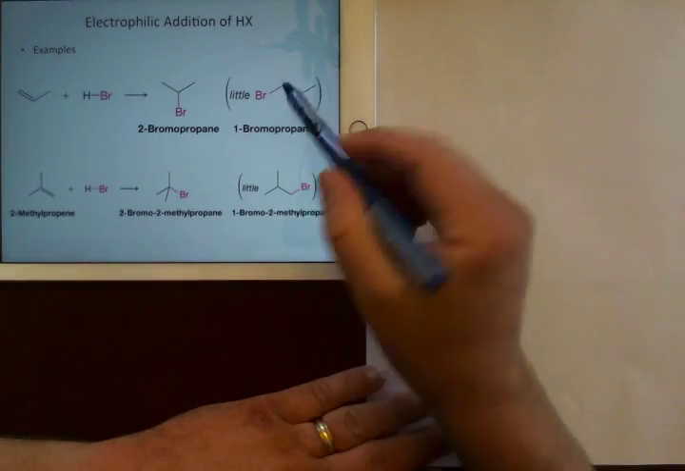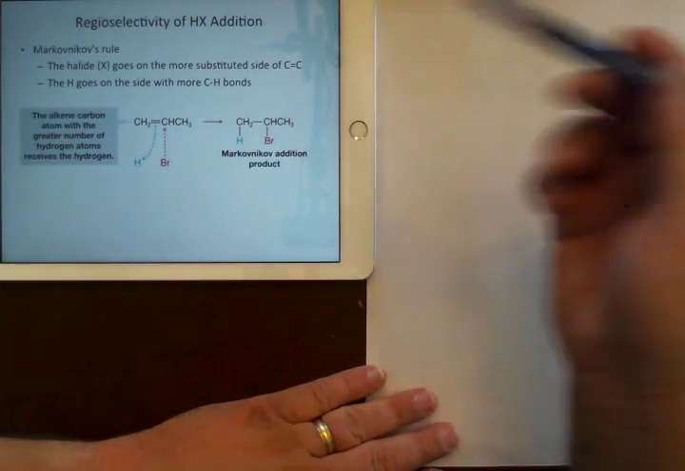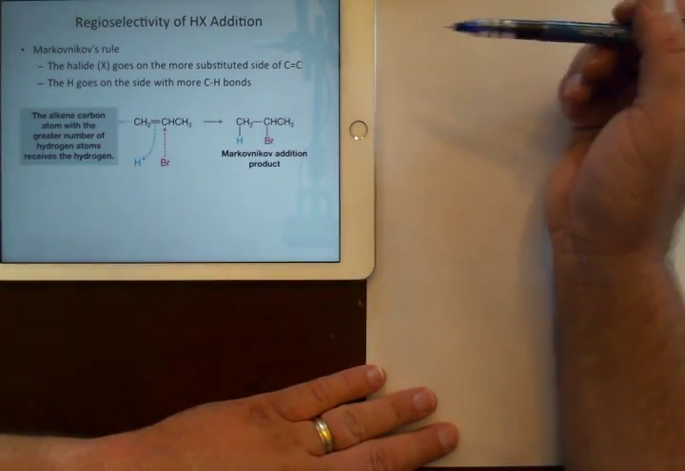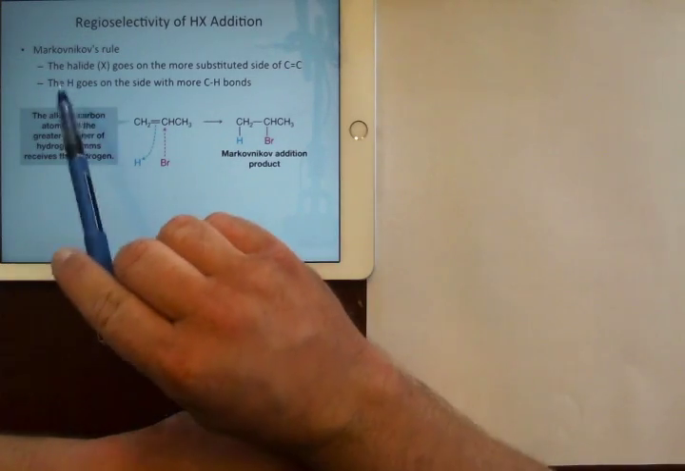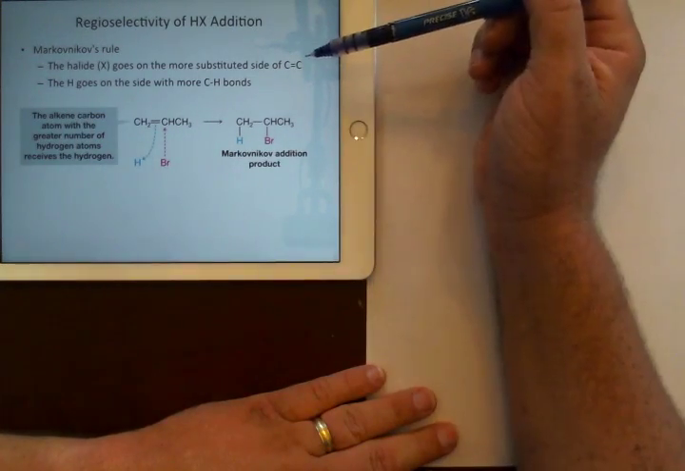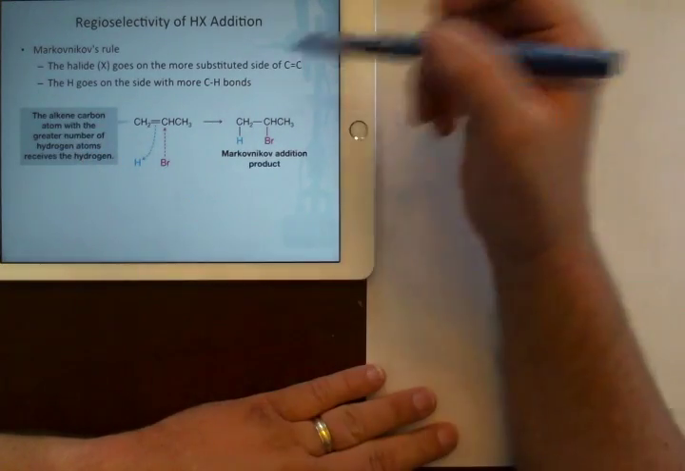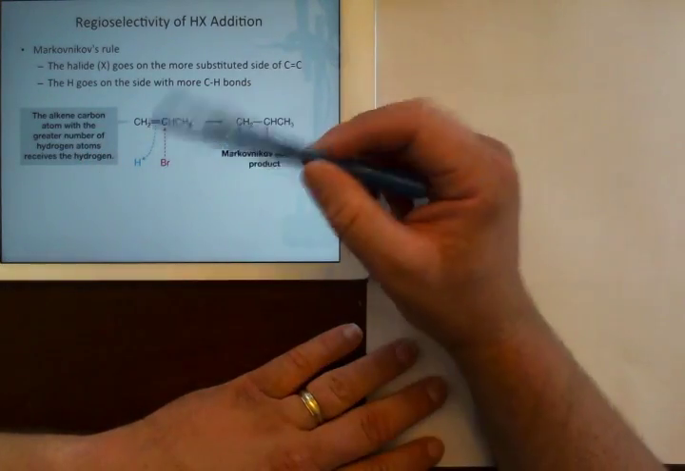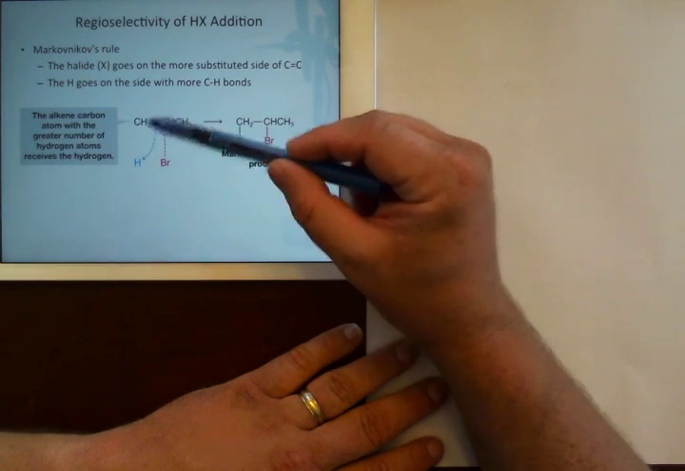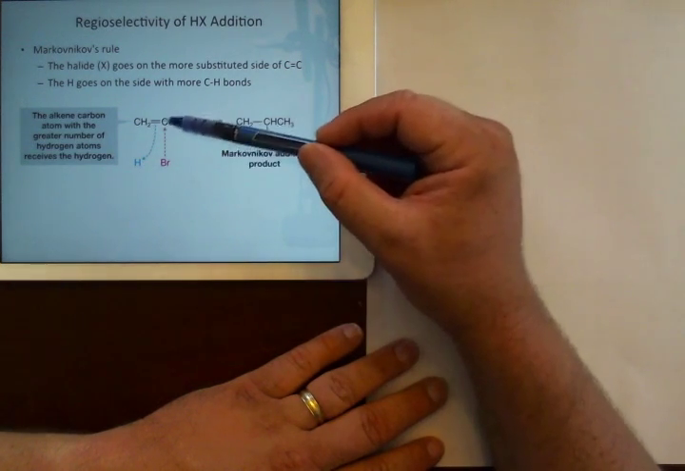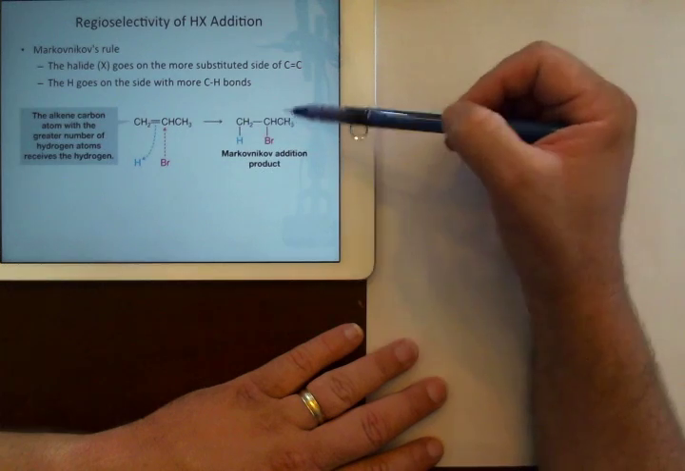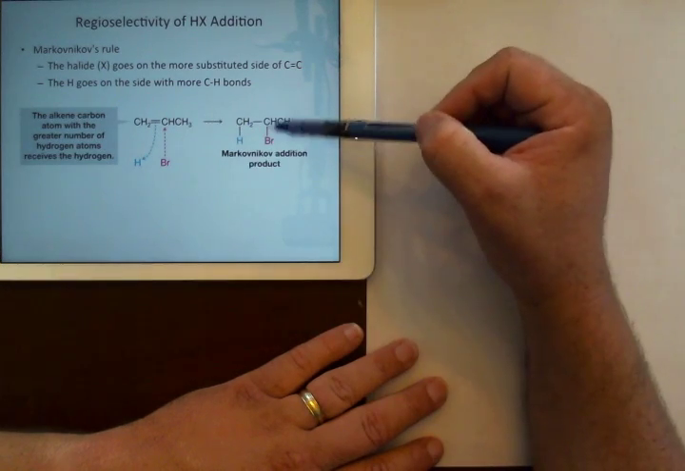Now, how do we know that they're not going to make a whole lot of this? Well, there are rules. It's set up by Markovnikov. What it's saying is the hydrogen is going to go on the more substituted side of the CH bond. You can also think of it as the H goes on the side with more CH bonds. This side has 2 CH bonds. This side only has 1 CH bond. So the H is going to go on this side, which means the bromine is going to go on here.